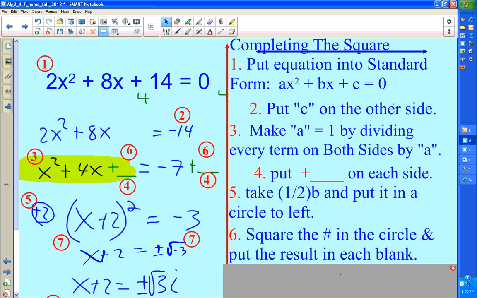Then square that number in the circle. So the number in the circle is plus 2. It doesn't matter whether it's plus or minus, it's going to become a positive. And put that number in the blank on each side. That's why I put a blank on both sides. Remember, you're going to add 4 to the left, add 4 to the right. So we squared the number in the circle and put that number in the blanks.